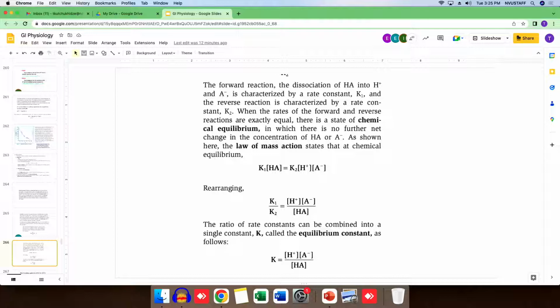Yeah, now I'm finishing with the Henderson-Hasselbalch. Yes, all the equilibrium is always one.